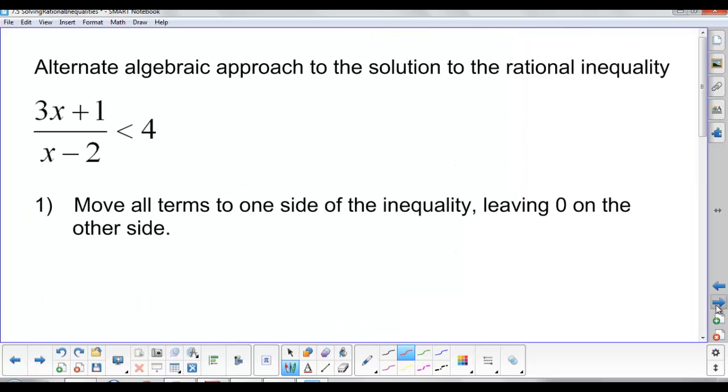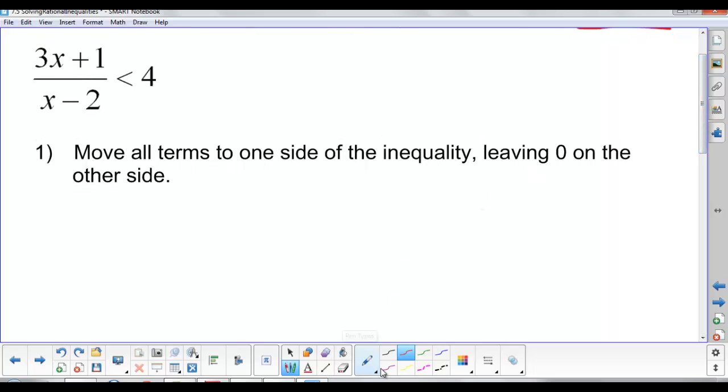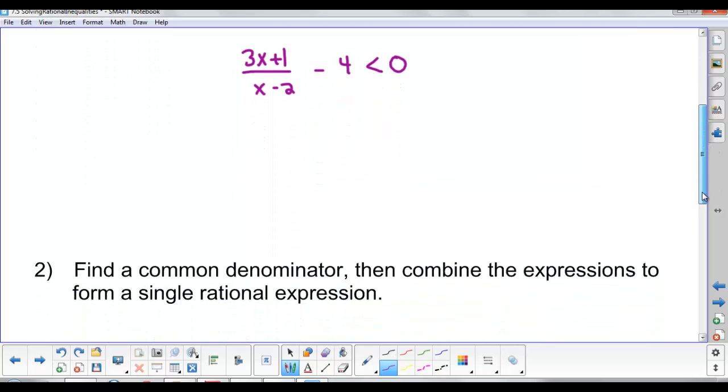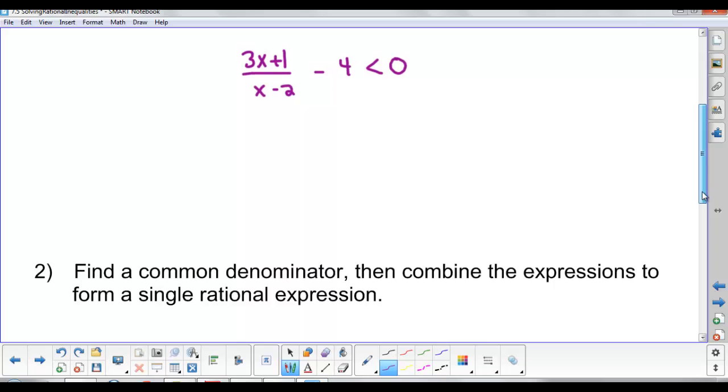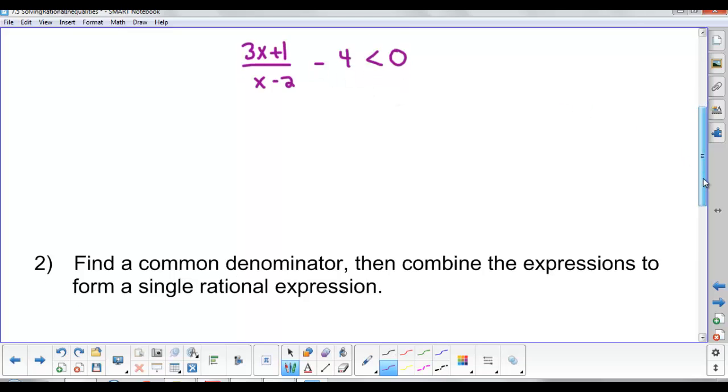So when we are dealing with inequalities, you have to remember that there is a slightly different process. Instead of first multiplying to get rid of any denominators, we move everything to one side, just like we would if we were trying to solve for x and factor. Once there's 0 on one side of the inequality, we'll find a common denominator. So I'll take this negative 4 here and multiply it by x - 2.